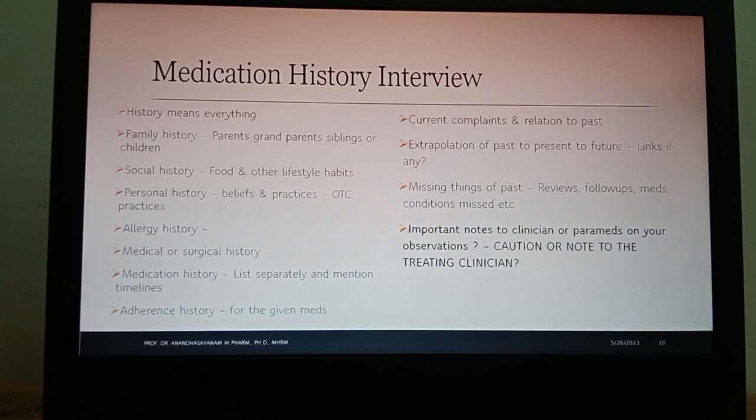So how to find it out from the family members? Am I getting the right information? Personal histories, beliefs, practices, what other OTC medication they are taking. See, in all SOAP notes and all these things, the one major common thing which we miss is the OTC practices.